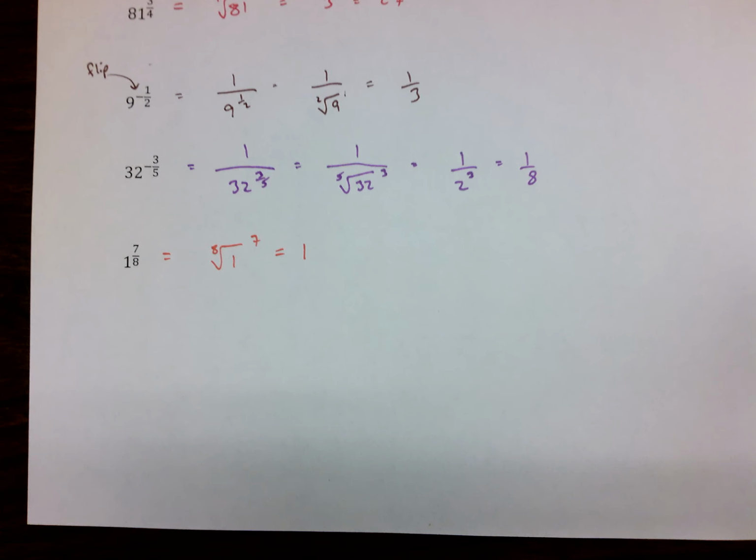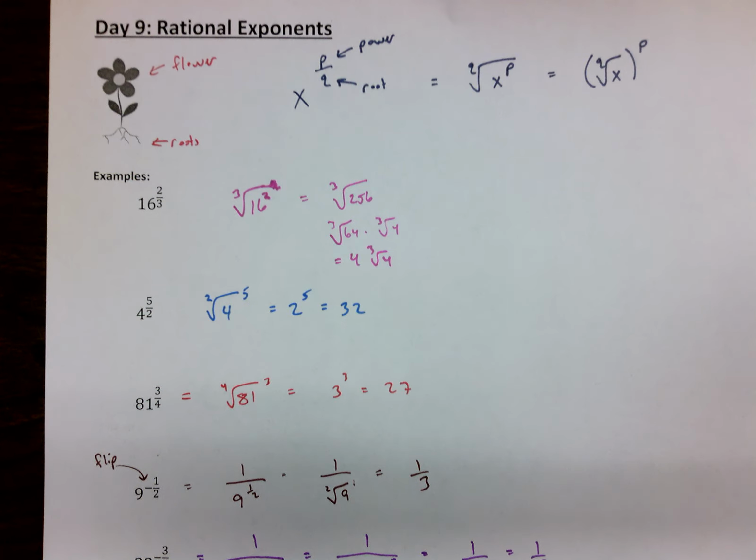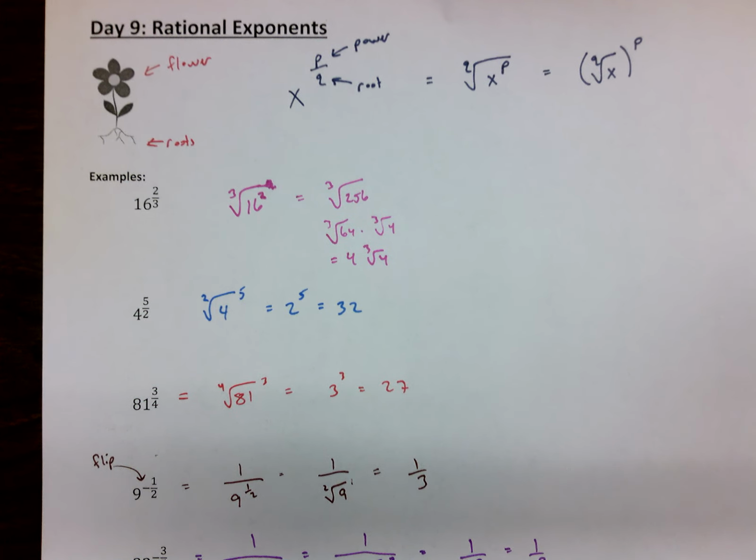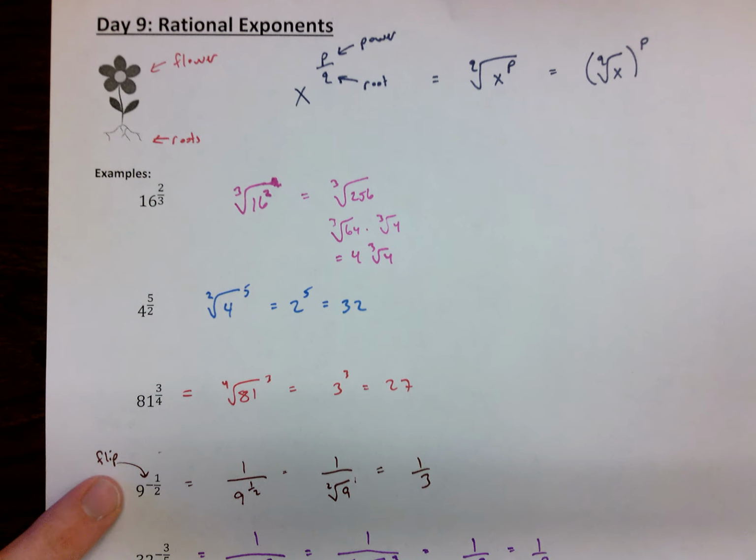Think about that, something to chew on, and figure out if you can come up with a case where it wouldn't be. Okay, so that's how rational exponents work. Remember, power over root, just like flowers go over their roots. Don't forget that negative exponents flip things.